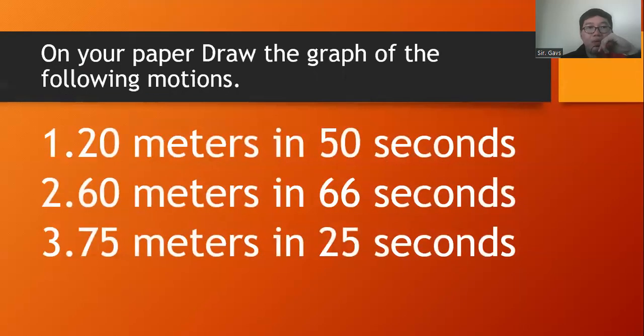On your paper, draw the graph of the following motions. So you have 20 meters in 50 seconds, 60 meters in 66 seconds, and 75 meters in 25 seconds. So you could graph this on a graphing paper. You could pause this video for a while and then graph this.